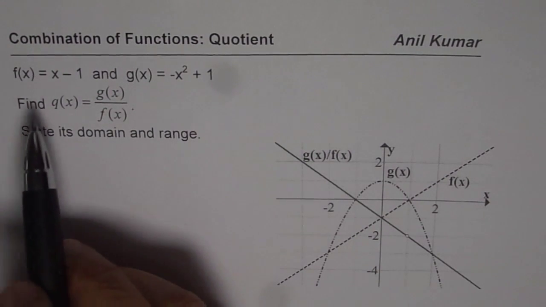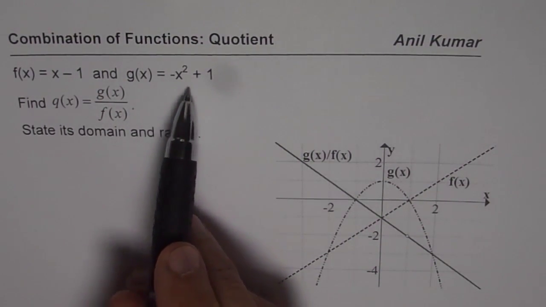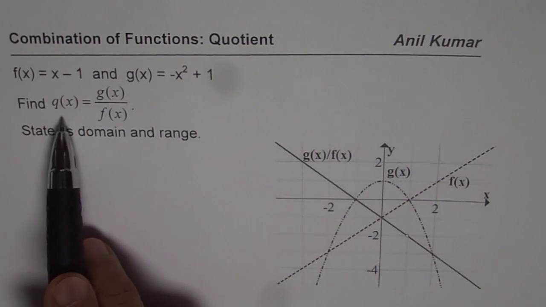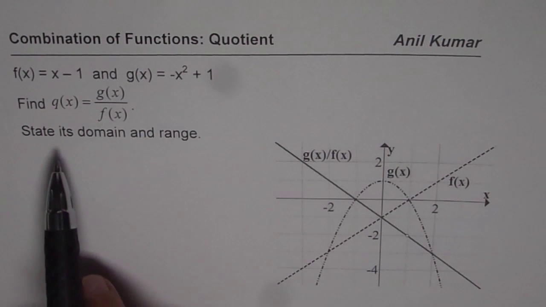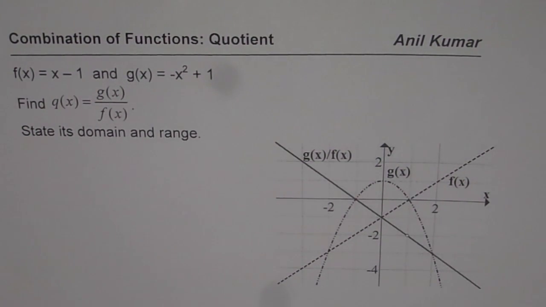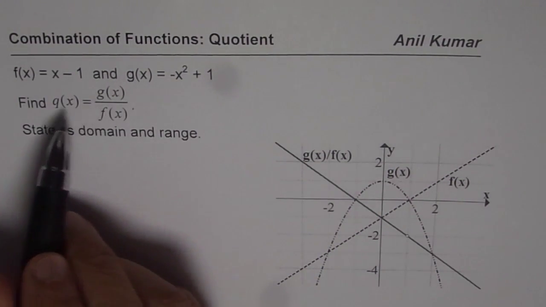We are working with f of x equals x minus 1 and g of x equals minus x squared plus 1. We need to find q of x, which is the quotient of g of x and f of x. We need to state the domain and range of this particular function. So let's first find the quotient of these two functions.